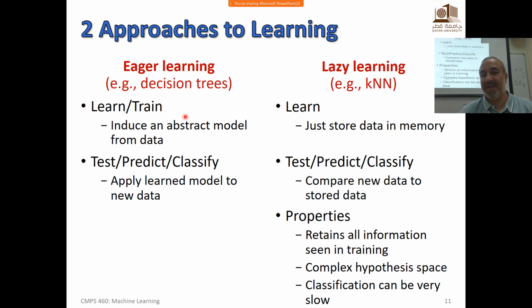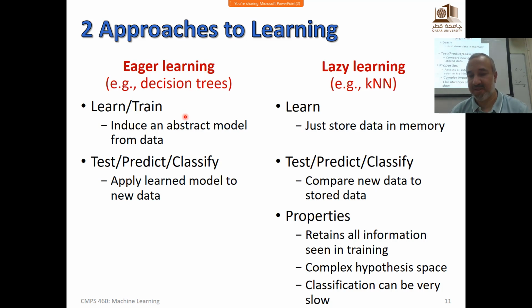Properties of lazy learning. As we said, it retains all the information. Oh, we didn't say that actually. Since we are storing everything and using the exact specific examples, we are not losing any information from training. We are keeping every piece of information in the training examples. But in decision trees, if we have the depth hyperparameter, are we keeping everything? No, it's just an approximation of the training data. We don't keep the examples themselves. Okay? So that's a property.